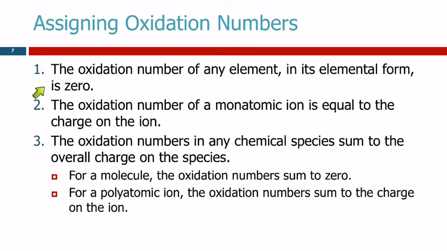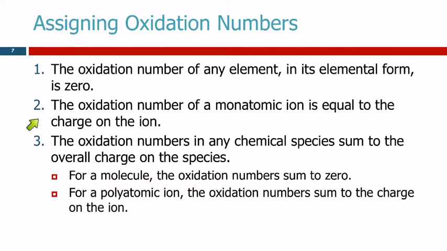So the first rule is that the oxidation number of any element in its elemental form is 0. That basically just establishes a starting point. So if you have oxygen in its molecular form, O2, its oxidation number is 0. If you have calcium metal, its oxidation number is 0. So any element, the oxidation number is 0.